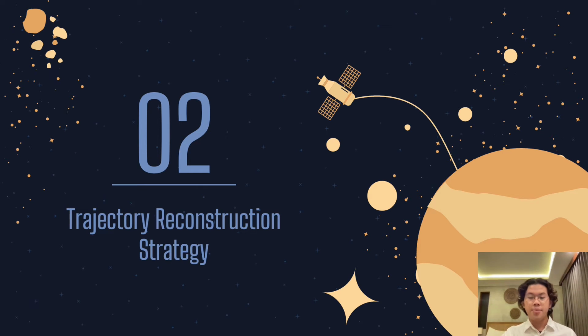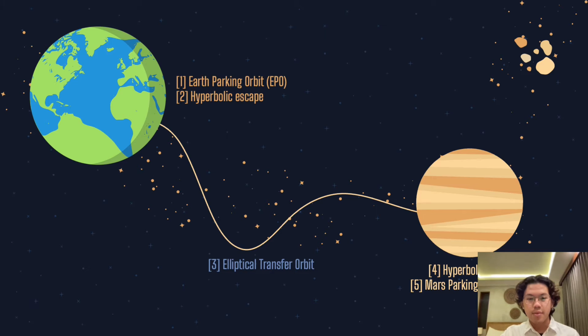Okay, continuing to the second part of the presentation. I will explain the reconstruction strategy that I use. In this mission reconstruction, I use the patch conic method for the interplanetary trajectory from Earth to Mars. In short, there will be a total of 5 orbits in my calculation. First is the Earth parking orbit, which is circular, and the second one is the hyperbolic orbit that will enable us to do the orbital change from a circular to an elliptical orbit.